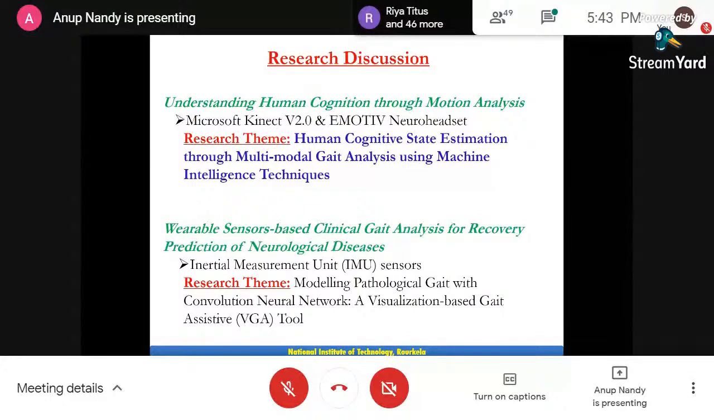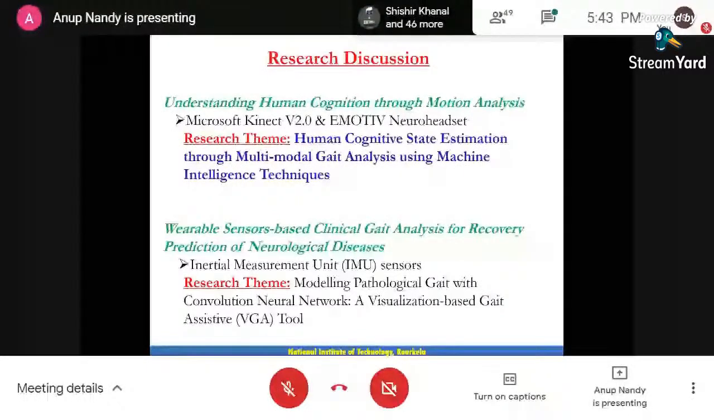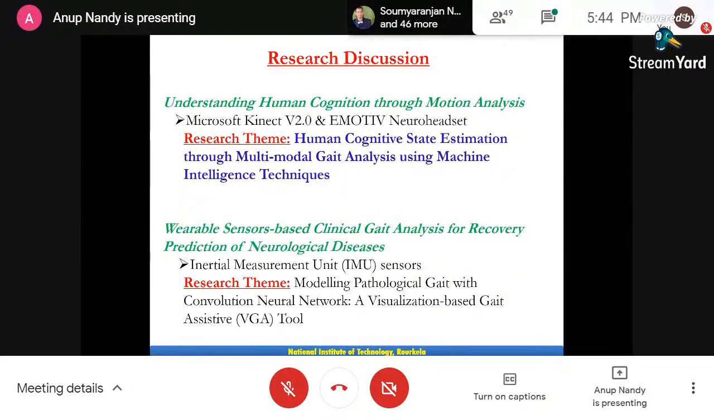Now, what my research team is doing: we are using a very low cost device, the Microsoft Kinect, as a vision sensor to capture a person's walking pattern, and we are using an Emotiv neuro headset, an EEG headset, to capture the person's different cognitive states, whenever a person is happy, sorrow, or in any other mental state. I am trying to predict the person's cognitive state through his walking pattern using different machine intelligence techniques.